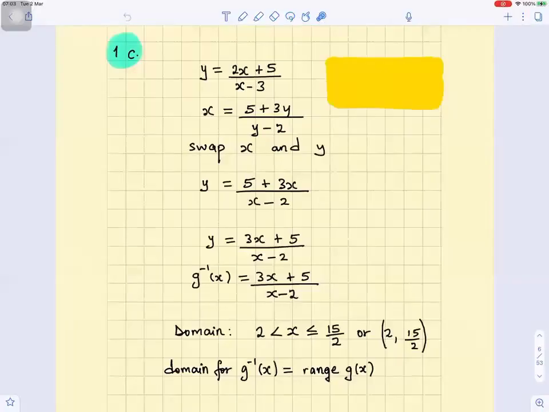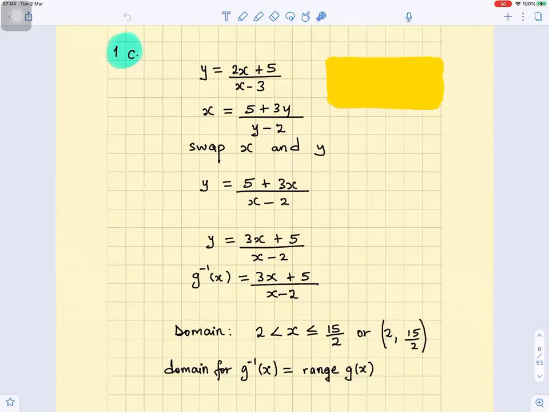So for part C, we write y equals 2x plus 5 over x minus 3. So we write this as y. And then we can swap x and y. So wherever we see x, we swap x and y. So y is equal to 5 plus 3x over x minus 2.